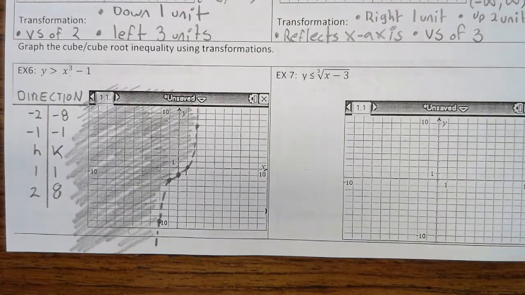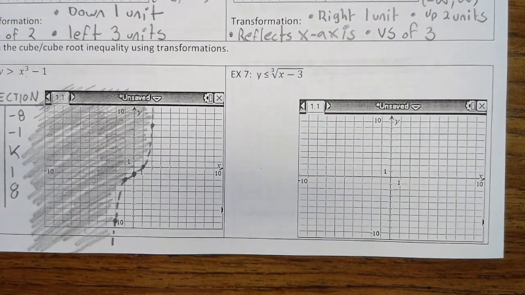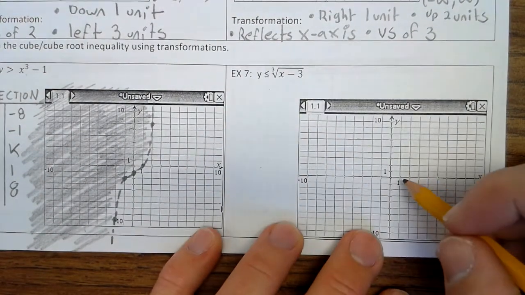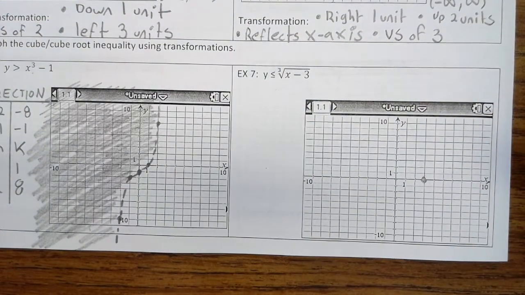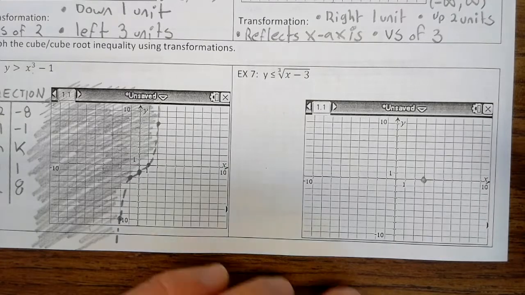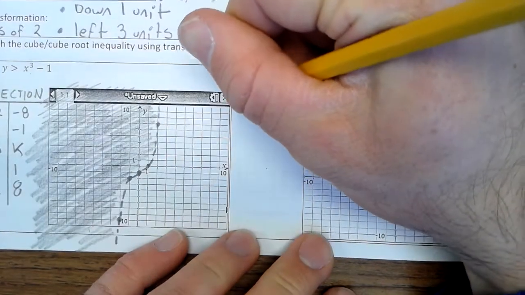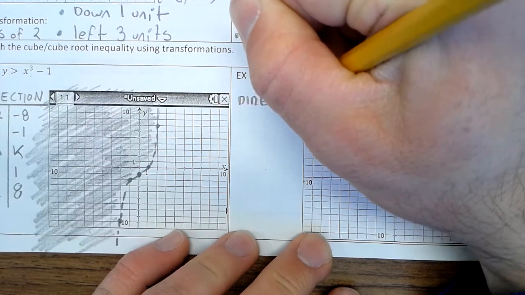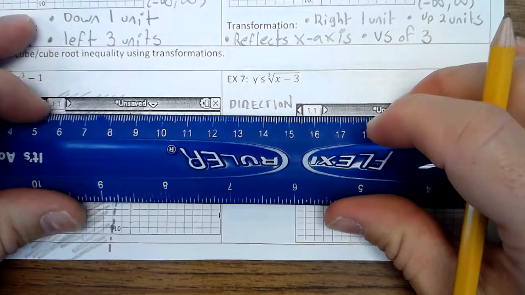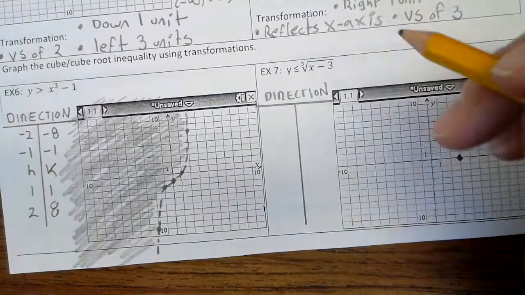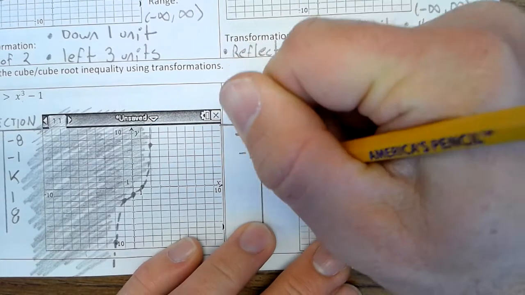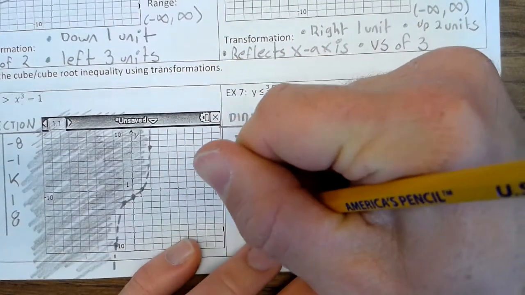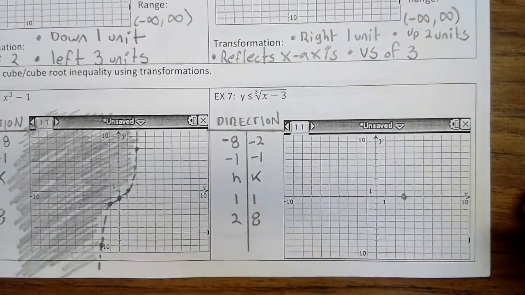All right, let's look at example 7. All right, so again, we move the vertex to the right 3, so 1, 2, 3. Okay, and so then again, we graph by direction. Now, since it's a cube root, we know the directions are -8, -2, -1, -1, H, K, 1, 1, 2, 8.